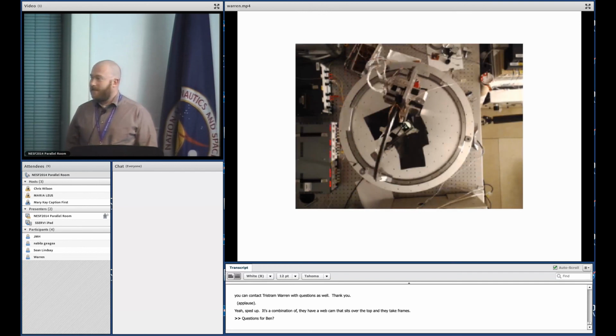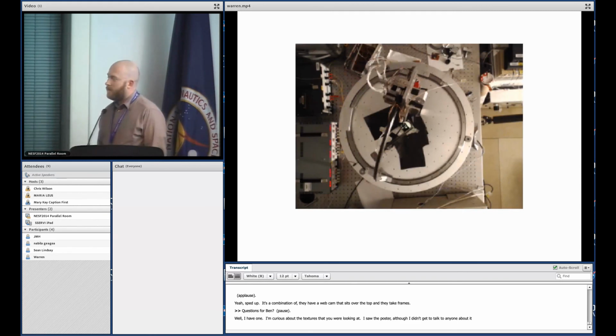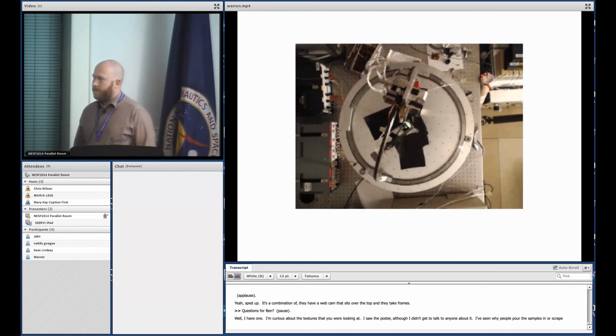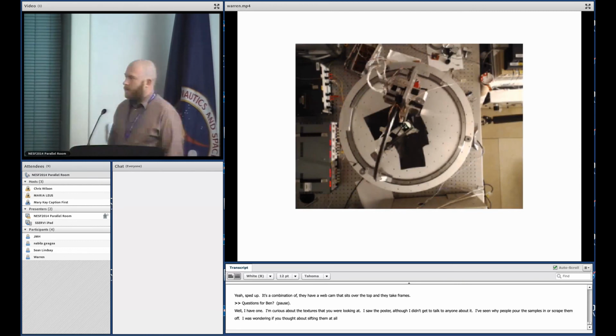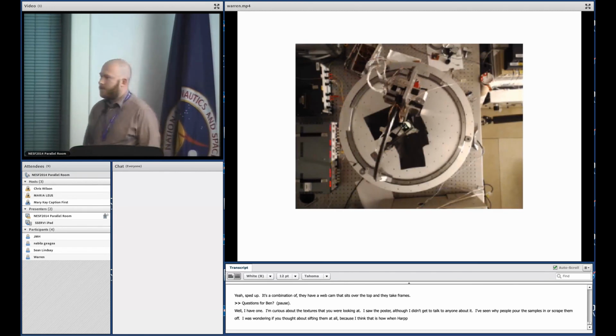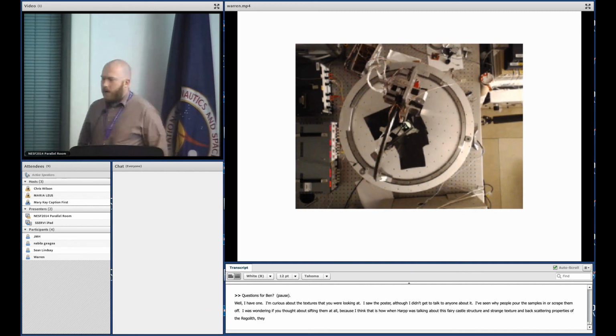Well, I have one. I'm curious about the textures that you're looking at. I saw the poster, although I didn't get to talk to anyone about it. I've seen a lot where people pour the samples in or scrape them off. And I was wondering if you thought about sifting them at all, because I think that's how, when Happy was originally talking about this fairy castle structure and the strange texture and backscattering properties of the regolith, they found they could recreate that with sifting through a fairly fine sieve.